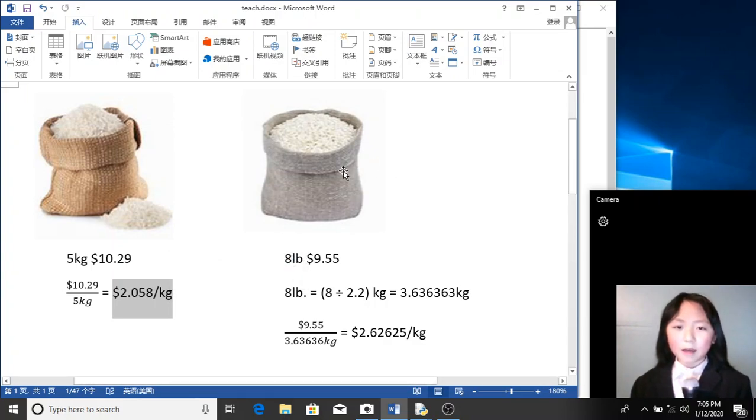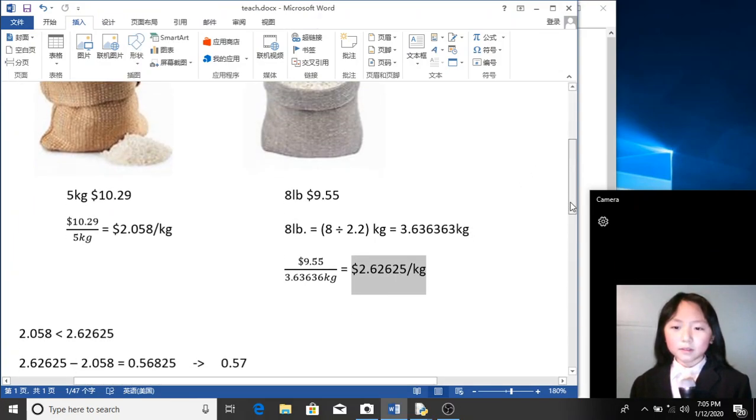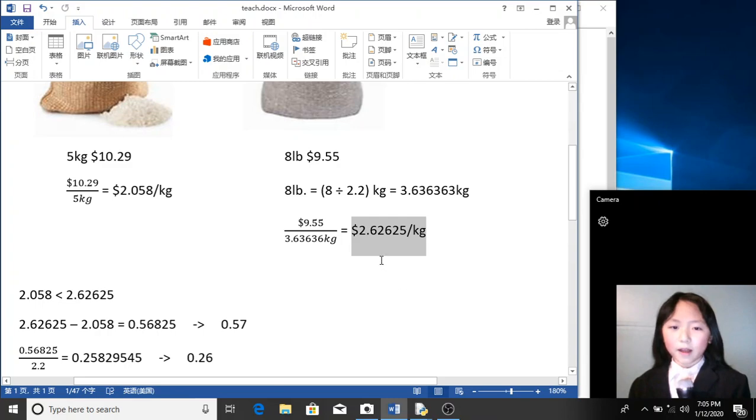To find out how much this bag of rice costs per kilo, we will have to first convert these pounds into kilos. So 8 pounds equals 8 divided by 2.2 kilos, which is 3.636363. Then we divide the price by the weight to find out how much it costs per kilo. Now we can see that this bag of rice costs more per kilo than this bag of rice, as we see here.